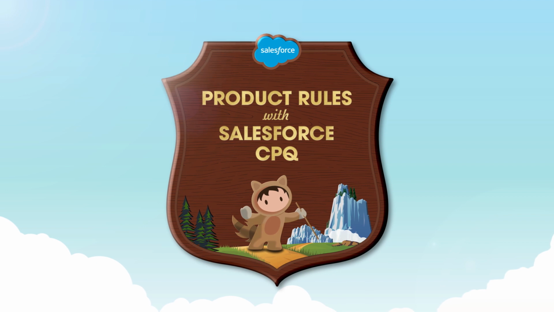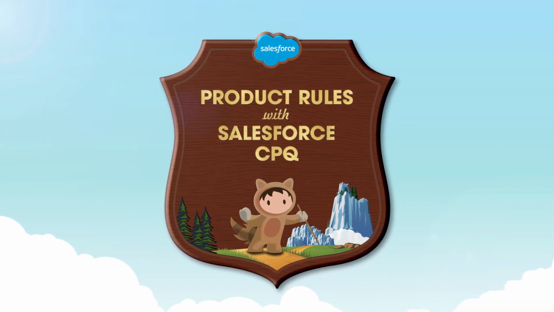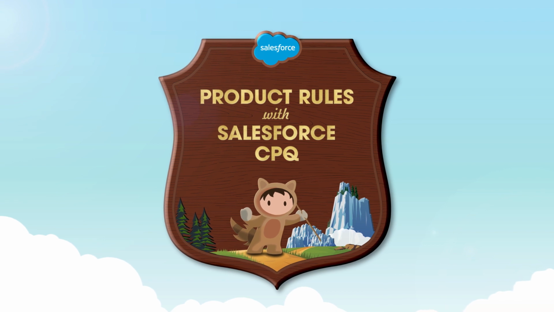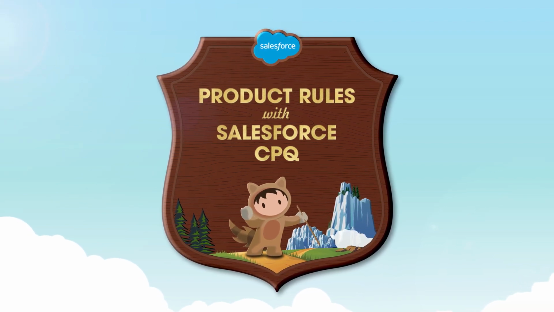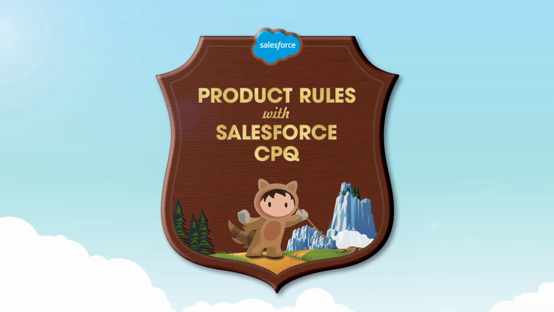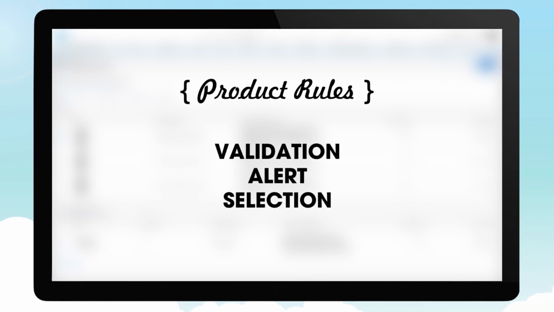Product rules are a great way to ensure that technically valid configurations are created. Since product rules are comprised of conditions and corresponding actions, Salesforce CPQ makes it easier than ever to implement your business's unique rules during the quoting process. There are several product rules that come with Salesforce CPQ. The three most popular are validation, alert, and selection rules.